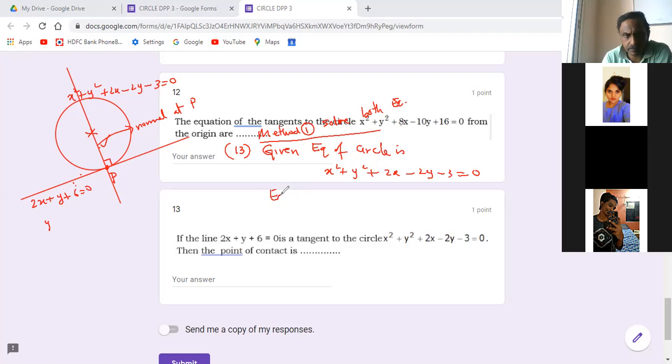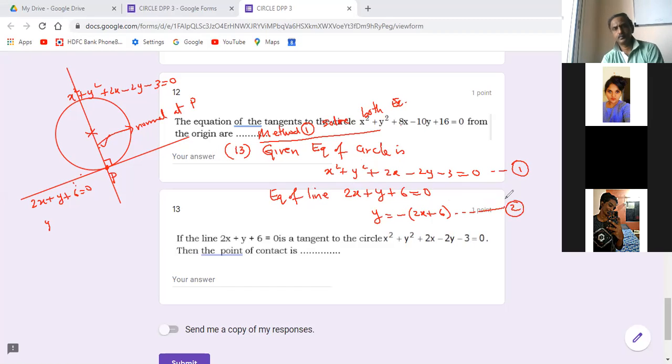Then equation of line, or equation of tangent, 2x plus y plus 6 equals 0. So y is equal to minus 2x minus 6. You made y as a subject. Now you will substitute equation 2 in equation 1. So in place of y, you will put minus 2x plus 6.